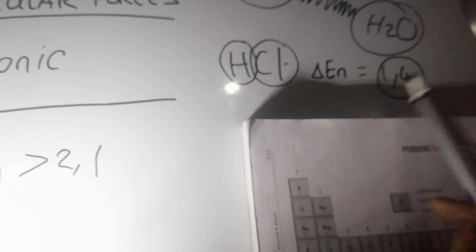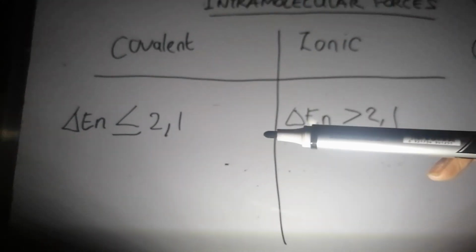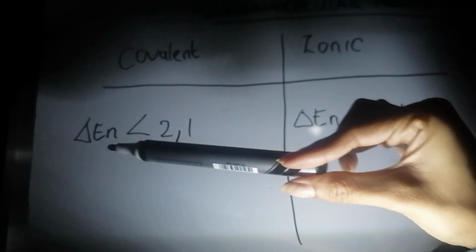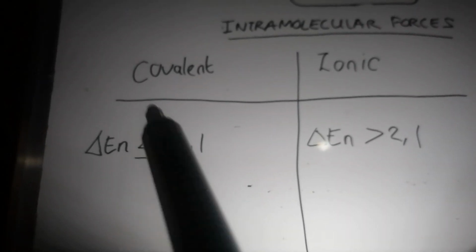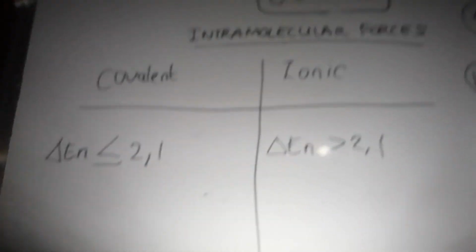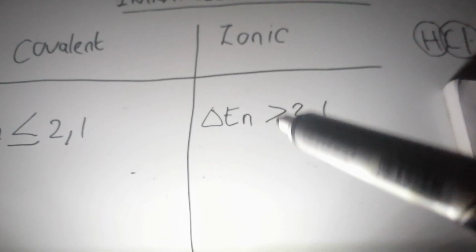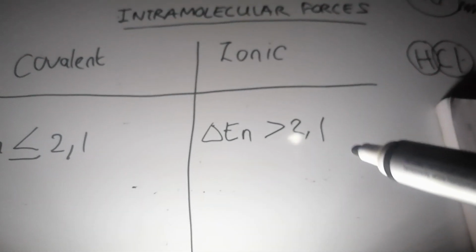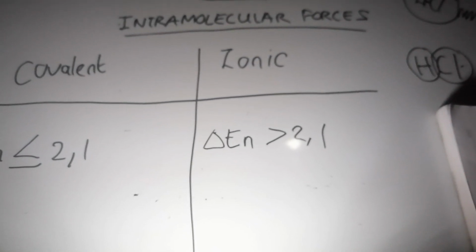So after you do that, you get an answer. We got an answer of 1.4. Now go and look at it in your scale. If your electronegativity change is less than or equal to 2.1, it's regarded as a covalent bond. If your electronegativity change is greater than 2.1, then it's an ionic bond. Don't worry about metallic because that never ever comes out, right?